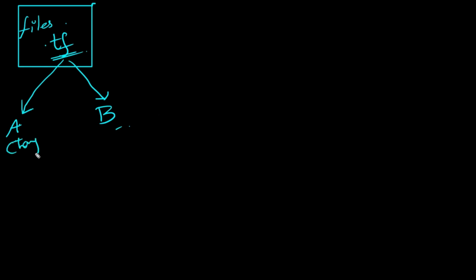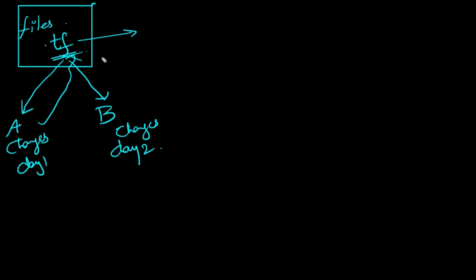A made some changes to this file and put the file back, isn't it? He has to put the file back in the project location. So he put the file back on, let's say, day 1. B is still making changes to the same file, and then B put the file back to the remote location on day 2. So now tell me, which person's changes will this file finally have?